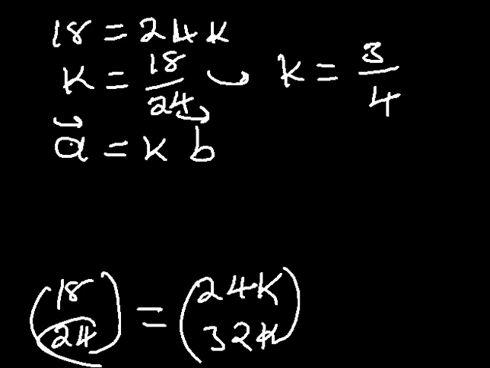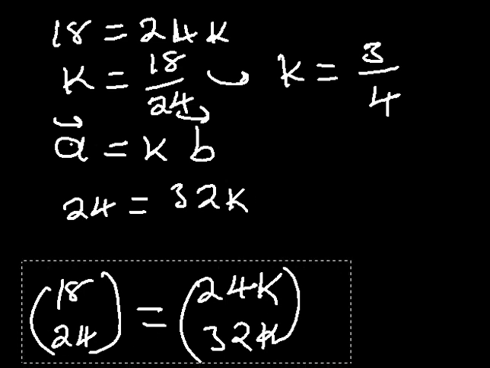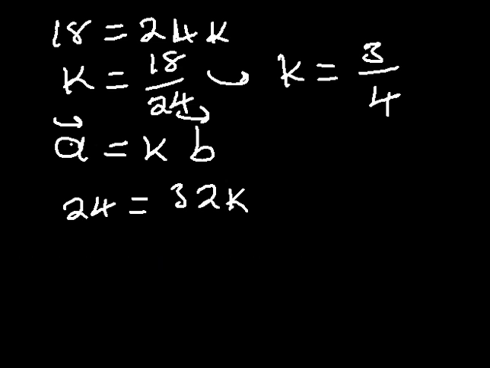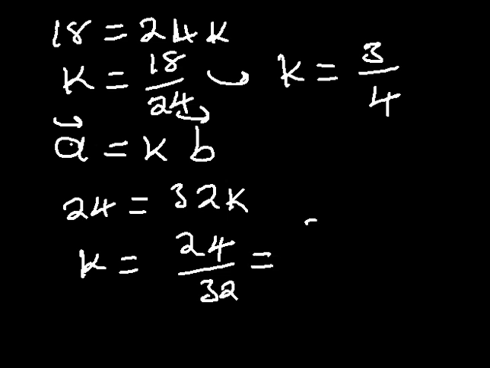And also let's go for the y component of the vectors. So we have 24 is equal to 32k. For this case, what is the value of k? The value of k will be given as 24 over 32. Let's simplify further. We'll have it as 3 over 4 if we divide everything by 8: 24 divided by 8 is 3, and 32 divided by 8 is 4.